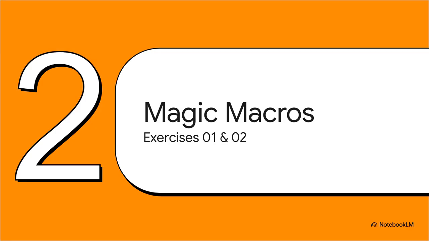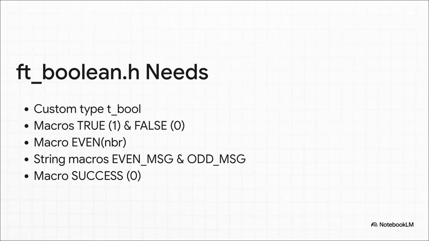Moving on to Section 2, Magic Macros and Types, covering exercises 01 and 02. All right, so we're stepping things up to preprocessor directives here, learning how to define custom types and macros that'll make our code infinitely more readable.